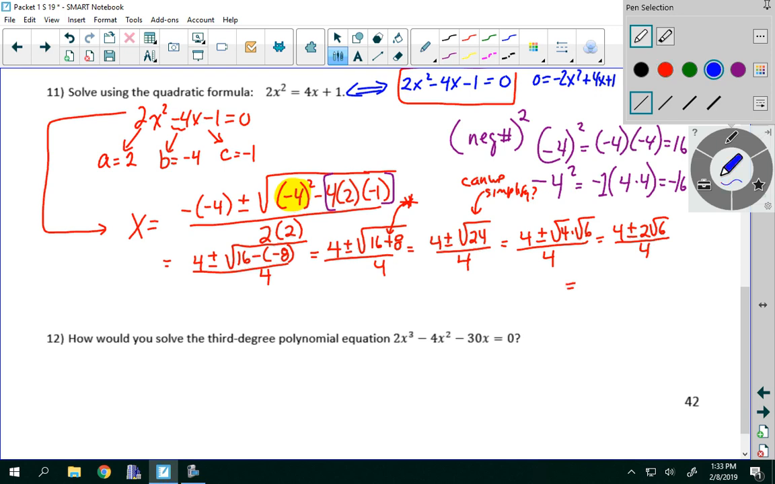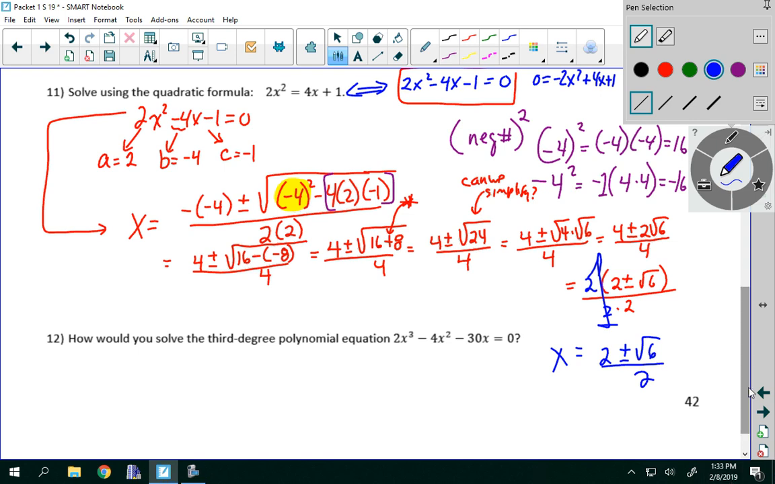One way is to pull out the common factor 2 in the numerator, and what you would have left is 2 plus or minus the square root of 6 over 2 times 2. So there's your common factor of 2 on the top and bottom. That makes a factor of 1. So our final answer here, exact solutions, is 2 plus or minus the square root of 6 all over 2. So those are the two values for x.